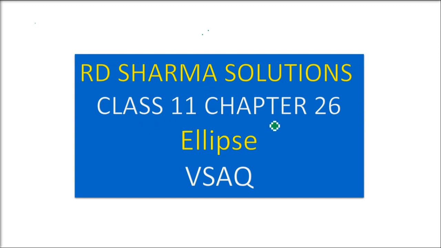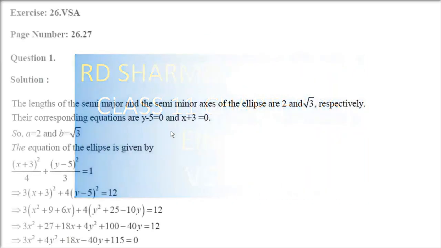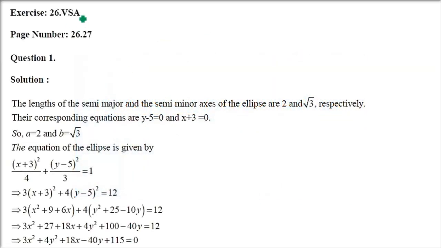This is R.D. Sharma solution, class 11, chapter 26, ellipse. Very short answer questions. Actually 26 is a chapter, there is no exercise number, but it is VSAQ. So this is question number 1.